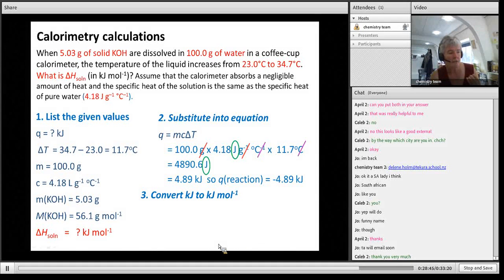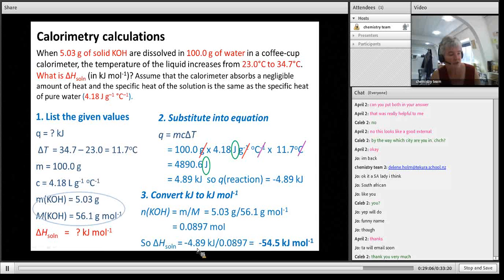Now I have to convert kilojoules to kilojoules per mole, because I didn't have 1 mole of potassium hydroxide. I was given 5.03 grams. So I have to work out how many moles I've got in 5.03 grams, and I divide it by the molar mass, get the moles, and so by dividing my kilojoules by my moles, I can work out the kilojoules per mole.